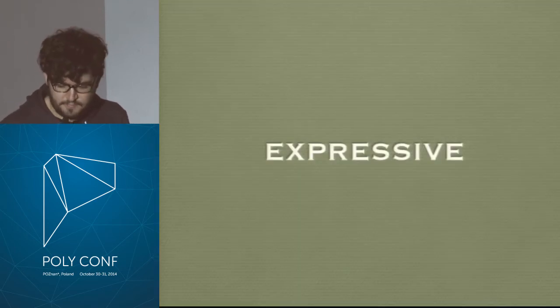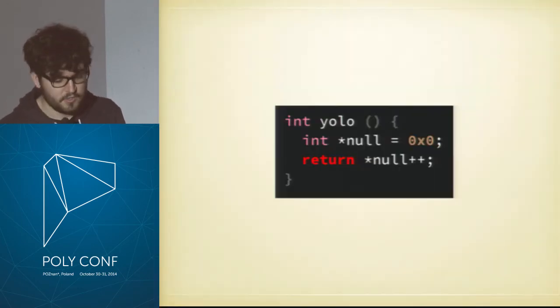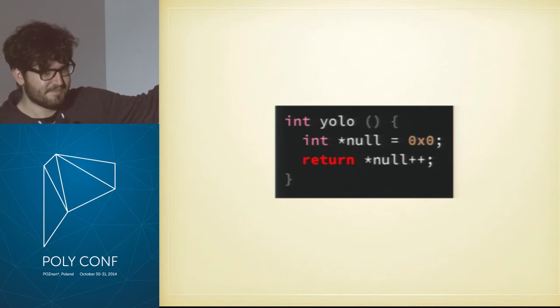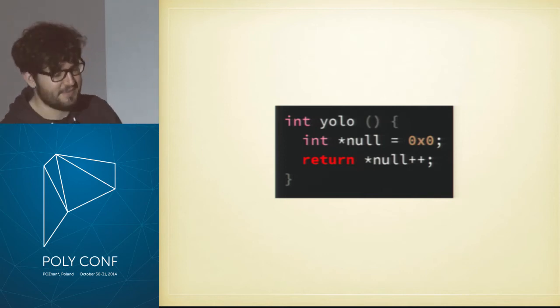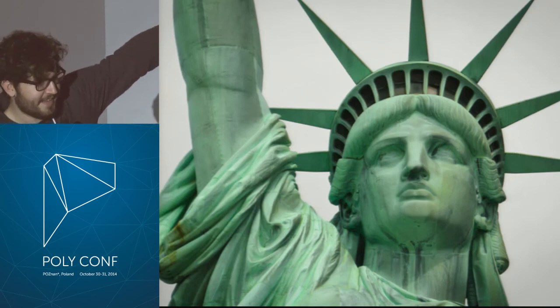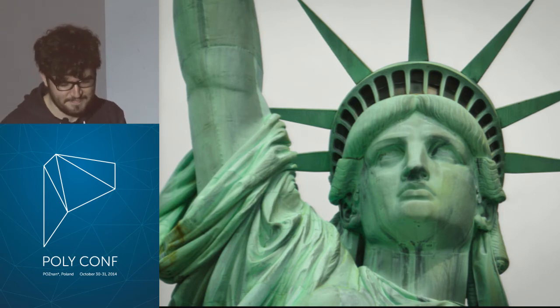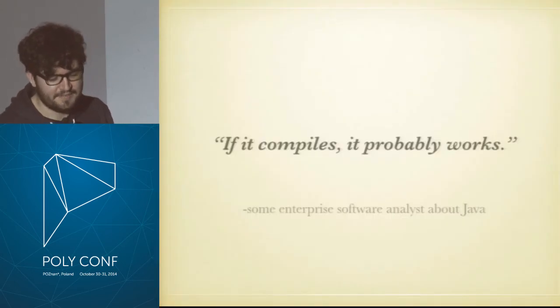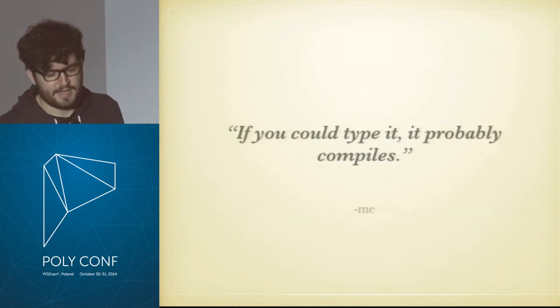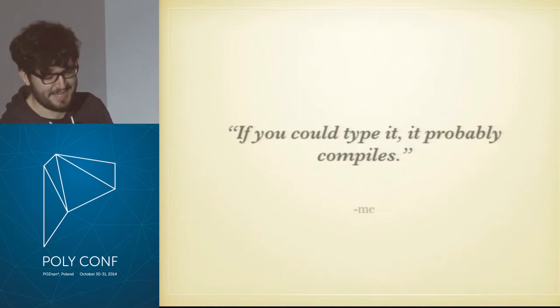So yeah, it's also very expressive. So it's not like statically typed, like rigid like Java. You can do really crazy stuff. Really crazy stuff. If you want, you can try this. It gives you the power to do it. It's a little bit unsafe, but it gives you a lot of freedom, so if you know what you're doing, you can do amazing stuff. So, in Java, if it compiles, it probably works. Yeah, blah, blah. Well, that's basically in C, if you could type it, it probably compiles. That's how we look at C programs.